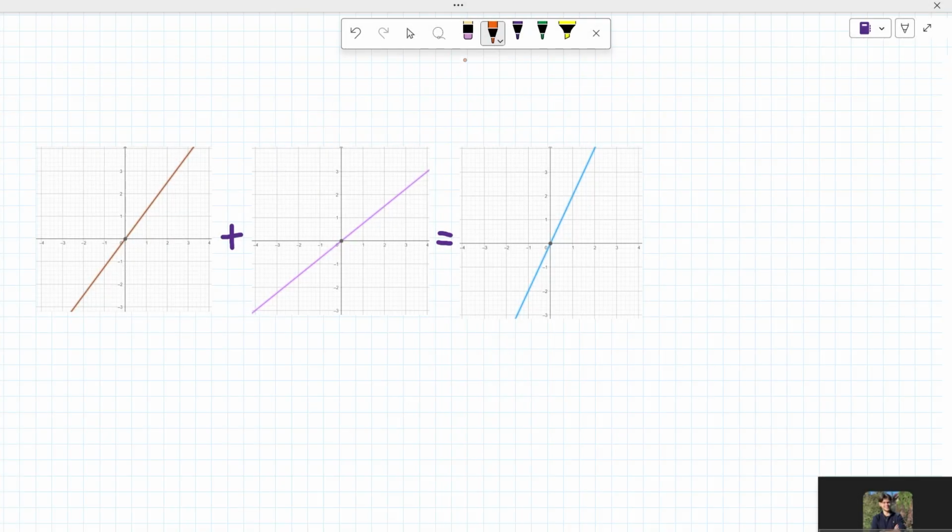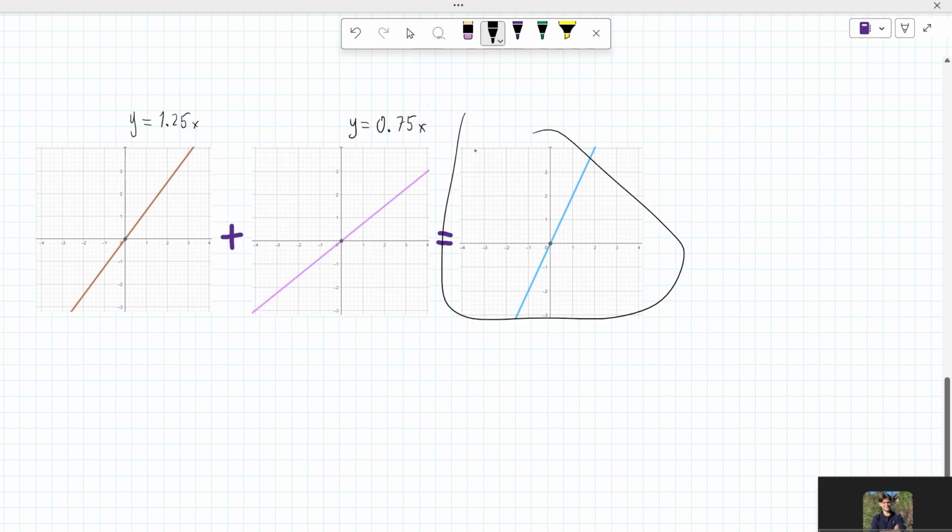Okay, so I have 3 graphs here. I just drew some straight lines, some functions on a graphical calculator. This one is, I believe, a straight line y equals 1¼ x. And this one is y equals 3/4 x. And this one? Well, I added these two functions together. So basically, I added these two algebraic expressions together. 1¼ x plus 3/4 x equals 2x. Yeah, this is nothing crazy here, right?